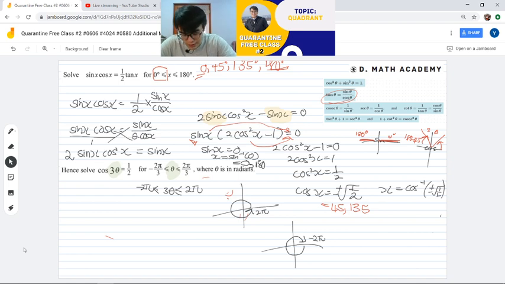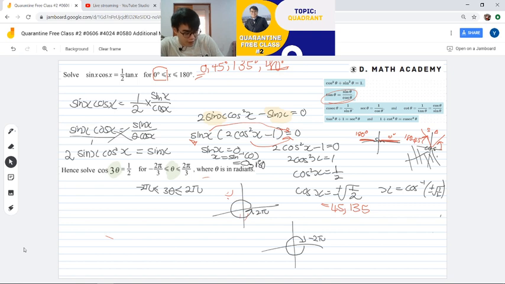Okay, so this thing here, yes, you have an answer for it, but because the range they already specify is only from 0 degree to 180, this 2 is excluded. So whenever you solve the question, do take note of the range given to you. Okay, so let's continue with our question.